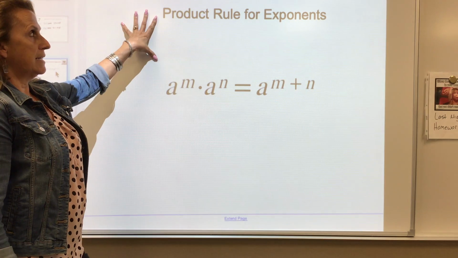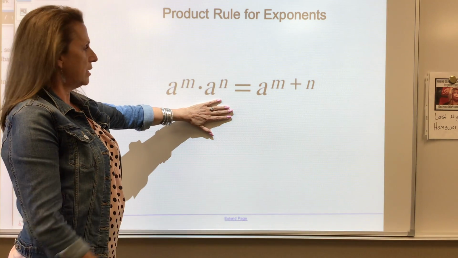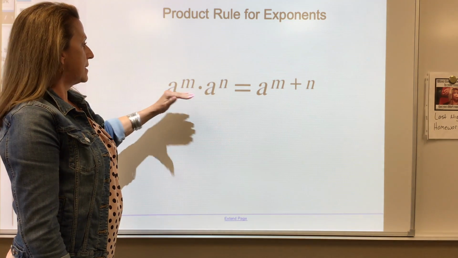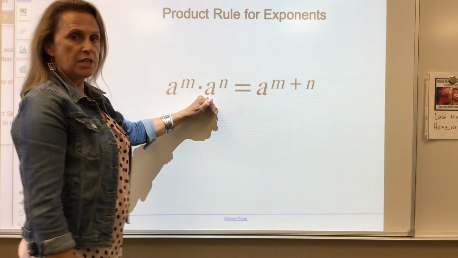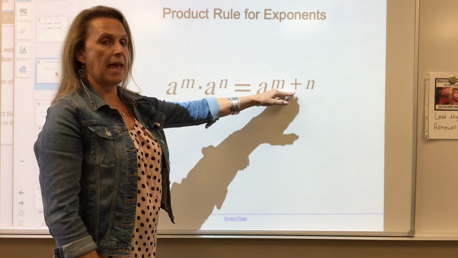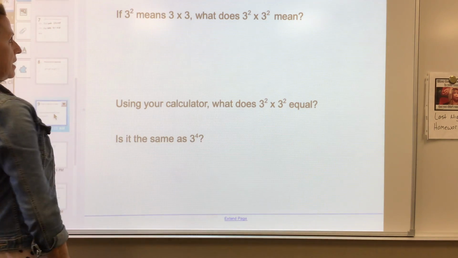That's important when we get down to this product rule for exponents. I'm going to explain why this works. But if you are multiplying powers with the same base, you are just going to end up adding the exponents. You notice the base stays the same and you're just adding exponents. So let's look at why that works the way it does.